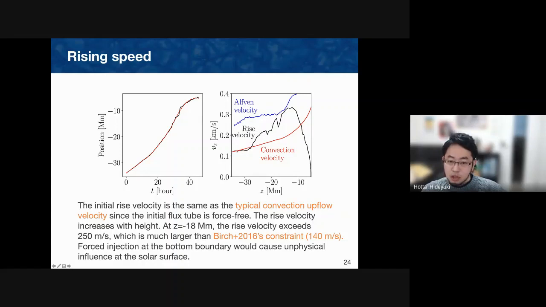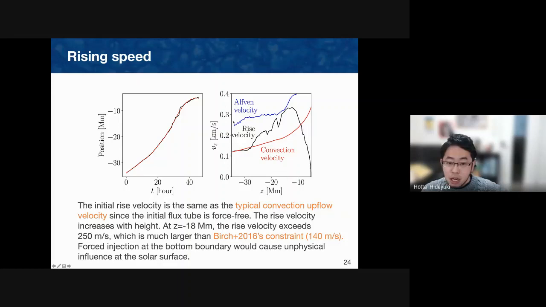And for reference, we also put the convection velocity and the alpha velocity. Convection velocity means the root mean square velocity for the upflow. The downflow shows a larger value, but initially the flux tube just obeys the convection, and this value is the same. But when the flux tube goes upward, the rising velocity exceeds the convection velocity and leads to the alpha velocity.